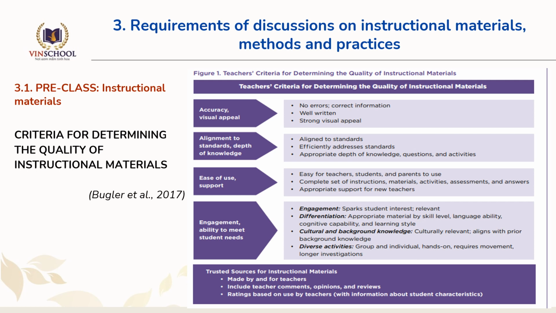Another table of criteria for determining the quality of instructional materials can be found in one WestEd article published in March 2017 with 4 main groups of criteria. Group 1 is about accuracy and visual appeal. Group 2 presents the alignment to standards and depth of knowledge. Group 3 discusses ease of use and availability of support, and Group 4 shows the sub-criteria about engagement and ability to meet student needs. The details can be read in the table on the slide.